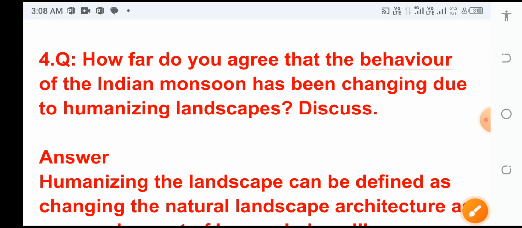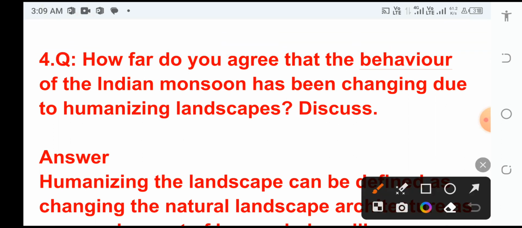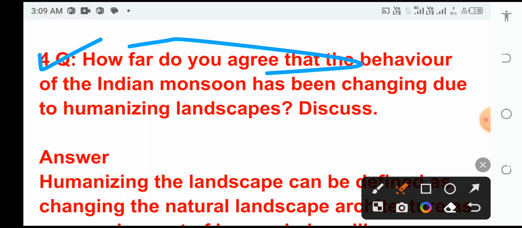This question was asked in UPSC 2015 in Paper 1, and the question is asking how far do you agree that the behavior of the Indian monsoon has been changing due to the humanizing of the landscape? Discuss. The main question here is asking how humanizing the landscape contributes to changing the behavior of the monsoon, meaning changing the climate, and changing the climate leads to changing the behavior of the Indian monsoon.